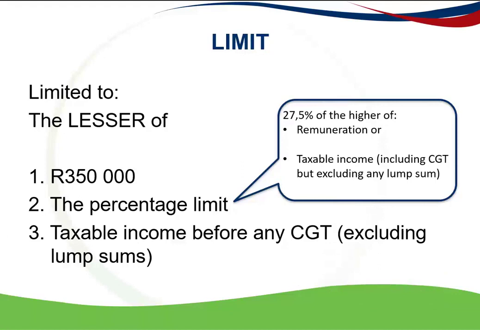The percentage limit also needs to be calculated, and that's based on the higher of remuneration or taxable income. What you need to note is that the taxable income in the third of the lesser limitations is before capital gains tax and excluding lump sums. And then when you're doing the 27.5% or the percentage limit, you need to look at taxable income including capital gains tax but excluding any lump sum.